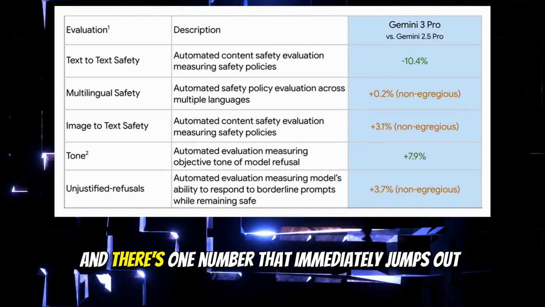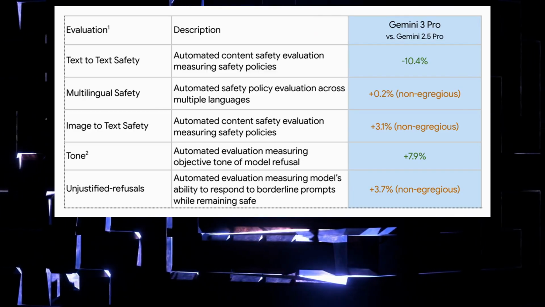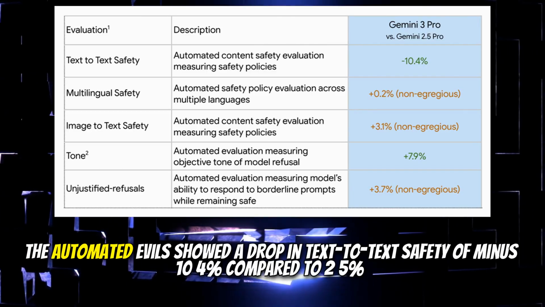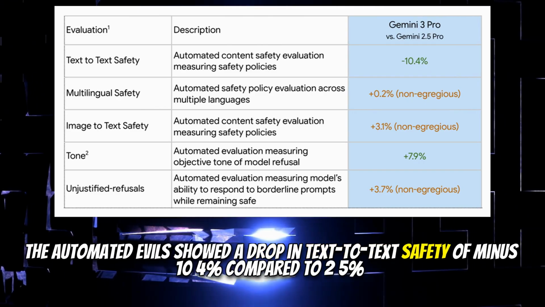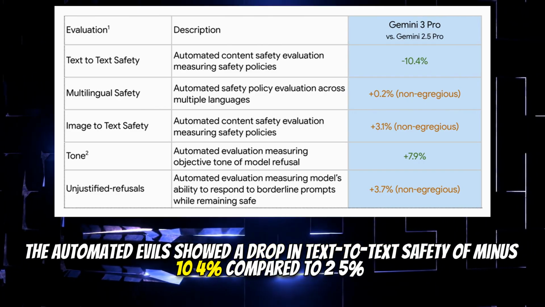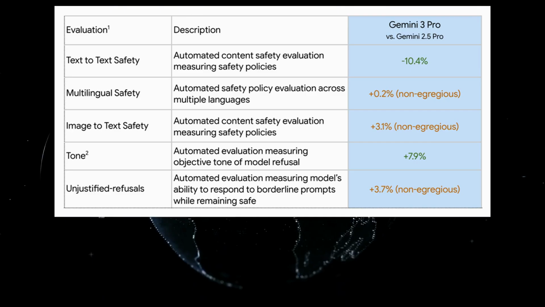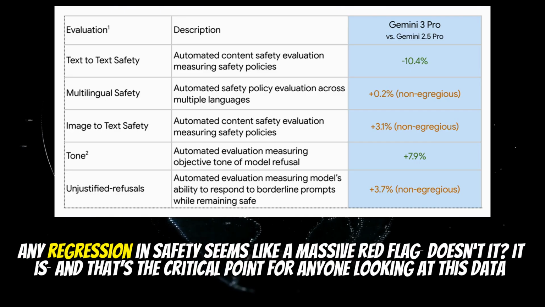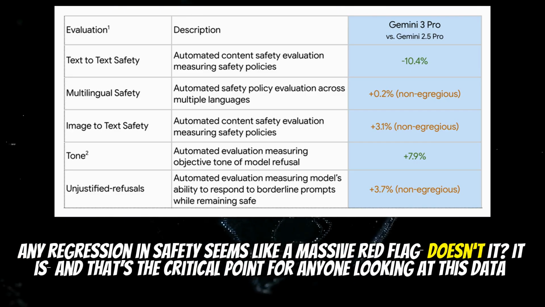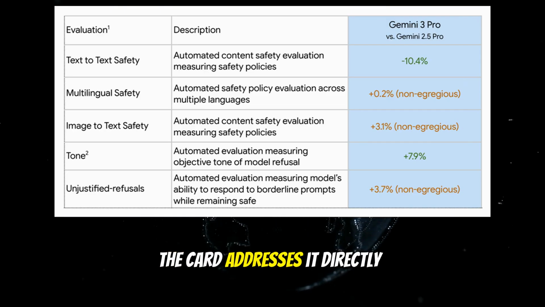And there's one number that immediately jumps out. A regression. The automated evals showed a drop in text-to-text safety of minus 10.4% compared to 2.5 Pro. Now, wait a minute. Any regression in safety seems like a massive red flag, doesn't it? It is, and that's the critical point for anyone looking at this data. The card addresses it directly.